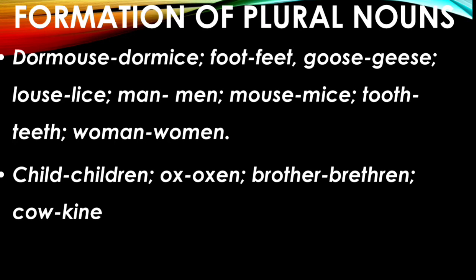And there are 8 nouns that form the plural by changing an inside vowel. Dormouse, mouse has changed into dormice. Mouse has completely changed into mice. Foot, feet, goose, geese, louse, lice, man, men, mouse, mice, tooth, teeth, woman, women. Simply they altogether changed the vowels. Child, children, ox, oxen. Okay.